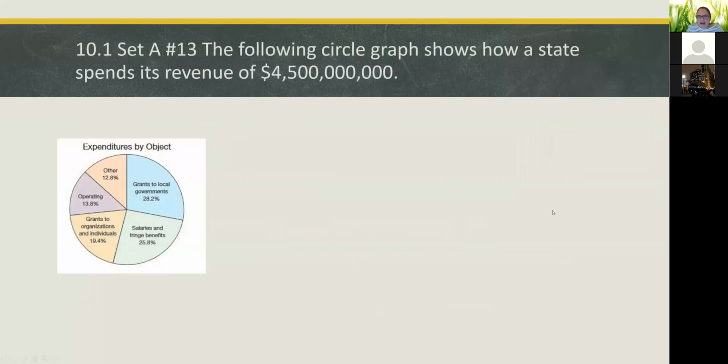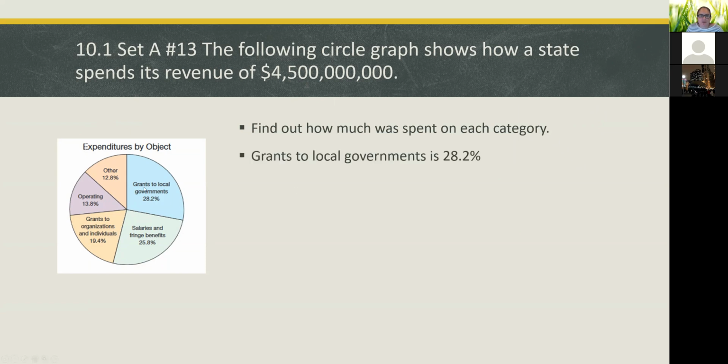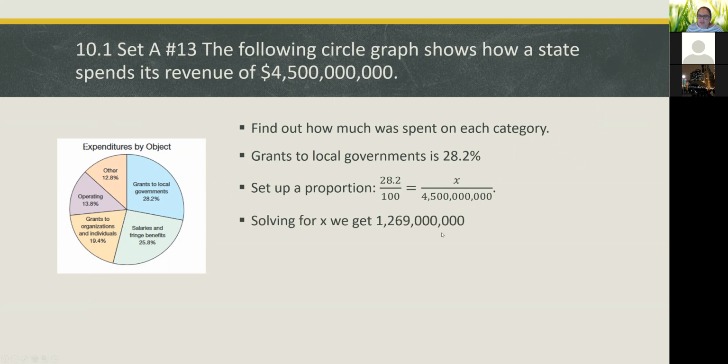Okay. Next, we'll look at number 13. It says the following circle graph shows how a state spends its revenue of $4,500,000,000. We want to figure out how much was spent on each category. So I started with the grants to local governments, that's 28.2%. And I set up a proportion, 28.2 over 100 equals x over 4,500,000,000. I cross multiplied and solved for x, and I got 1,269,000,000.